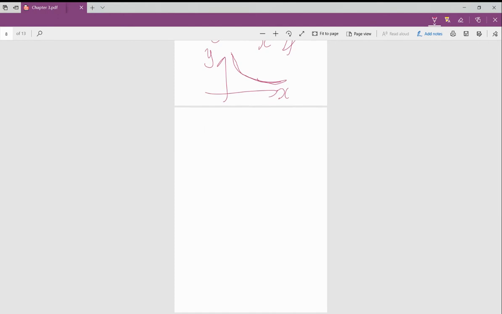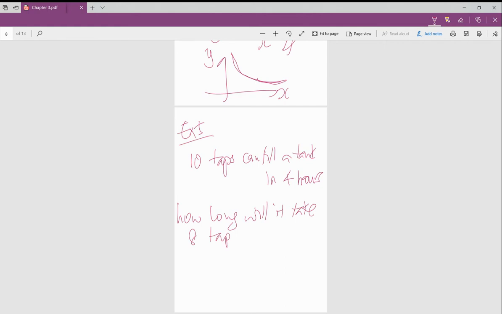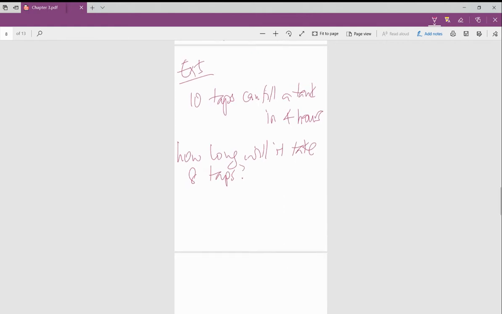Example maybe 5, I can't remember. 10 taps can fill a tank in 4 hours. How long will it take 8 taps? You can pause and then you can try it again by yourself.